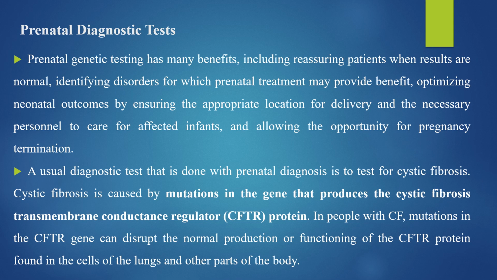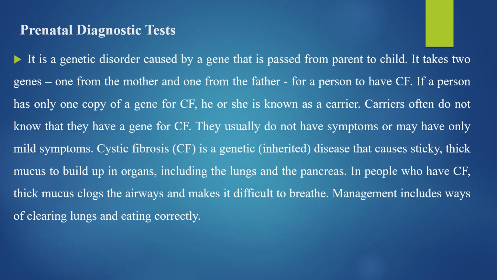So what is that? Cystic fibrosis is caused by mutations in the gene that produces the cystic fibrosis transmembrane conductance regulator, that's the CFTR protein. In people with cystic fibrosis, that's CF, mutations in the CFTR gene can disrupt the normal production or function of the CFTR protein found in the cells of the lungs and other parts of the body. So it's a genetic disorder caused by a gene that is passed from a parent to child. It takes two genes, one from the mother and one from the father, for a person to have CF.